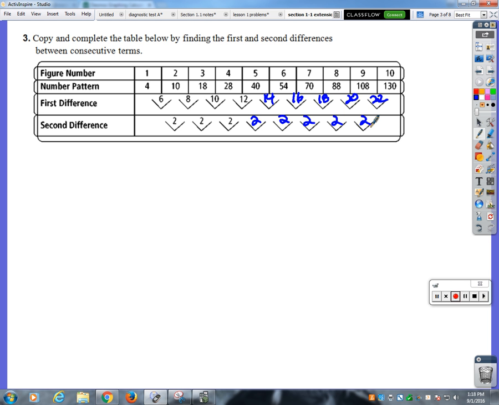Since we know the second differences are the same, we know that it's going to be a quadratic equation. So it's going to look something like y equals ax squared plus bx plus c, because this is what a quadratic one looks like. Our goal is to figure out what a, b, and c are. The way we can do that is I can plug in 1 for all the x's. If I do that, what do I get?